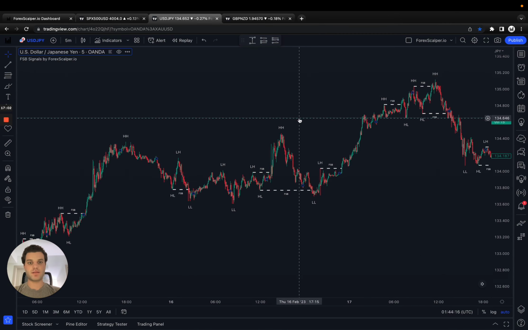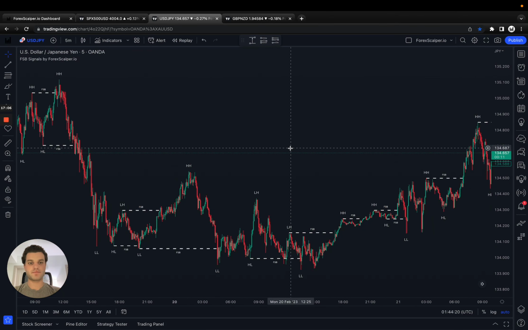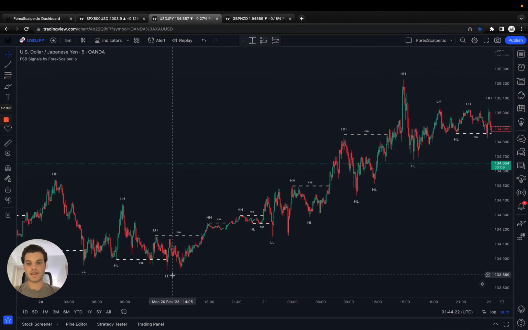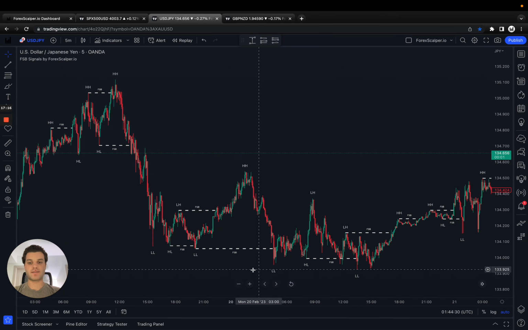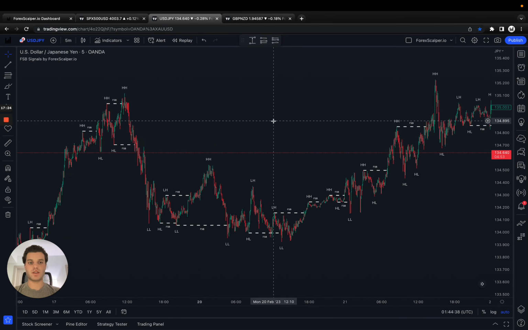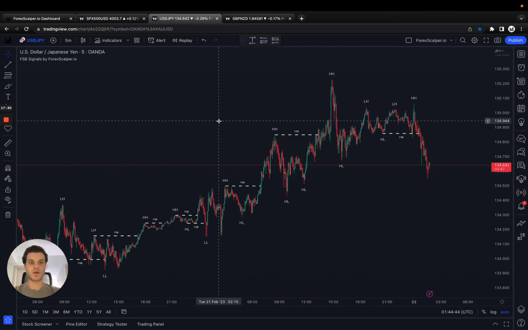Same thing here. You're only taking it to the upside when it's a higher low break, higher low break. And you're not taking it when it's a lower low break. So follow the market structure as well. And use the FSB signals indicator the way it's intended to be used. And you should be good in the markets.